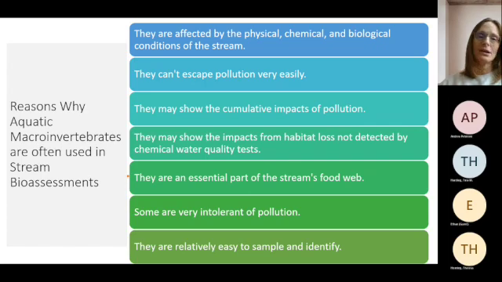The sixth one, some are really intolerant of pollution, and we're going to talk about that more. And even though sometimes we might struggle to identify them as novices, for the scientists, they're pretty easy to identify, and they're easy to sample. It doesn't take a lot of sophisticated equipment to sample macroinvertebrates. It's mostly just a bucket with a screen in it and a D net and some waders. So not a lot of equipment to collect those macroinvertebrate samples.